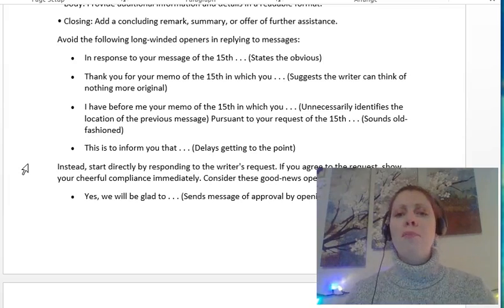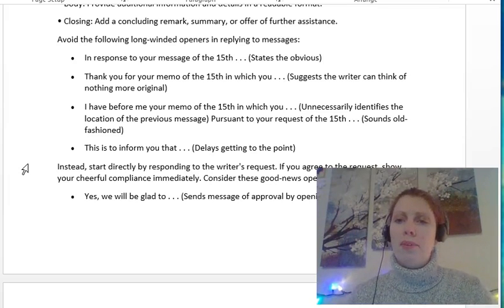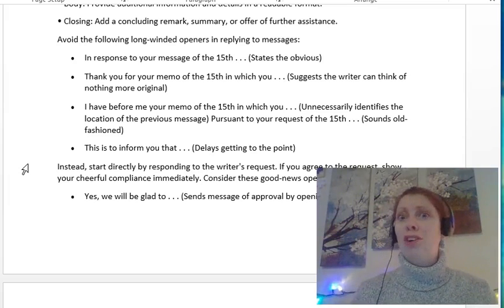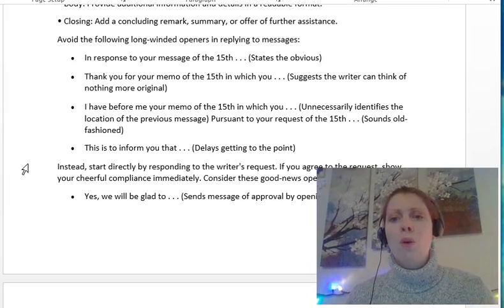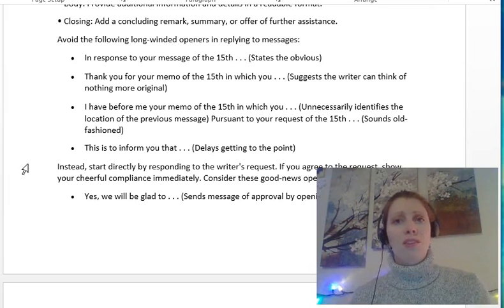How about I have before me your memo of the 15th in which you. Again, this unnecessarily identifies the location of the previous message. And again, clearly you are replying to this person because of the message from the 15th. Or don't use pursuant to your request of the 15th. Again, this is old-fashioned language. Try to avoid this. And also be careful of this is to inform you that.